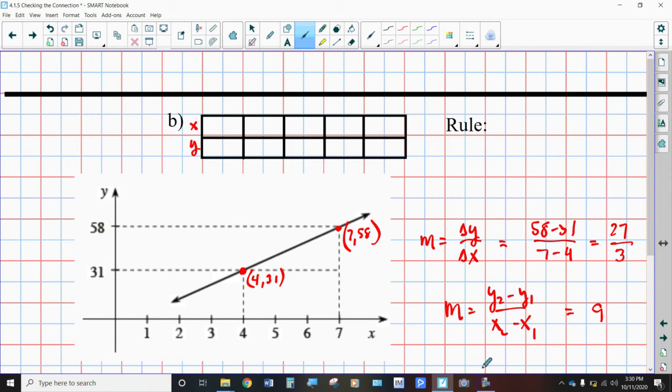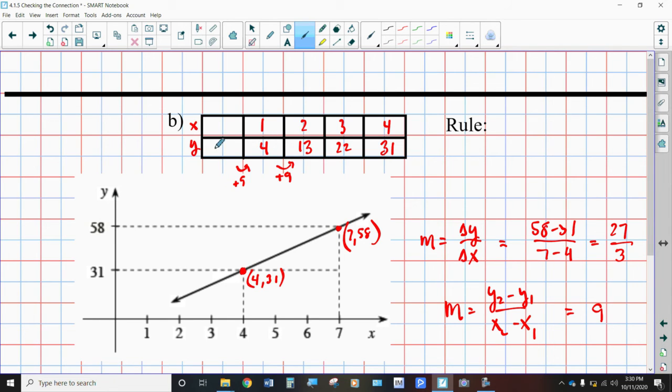That's our growth factor. So if I know that 4 is 31, and we are growing by 9 every single time, that means if I go backwards, I'm going to take away 9. So that means this must be 22 for 3. This must be 13 for 2. This would be 1 is 4. And then what is 4 minus 9?